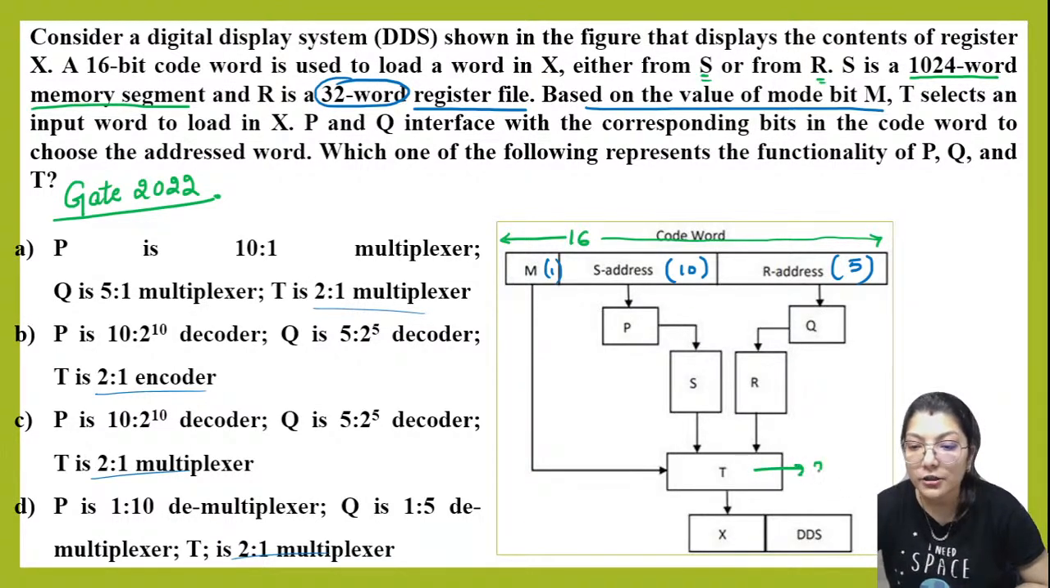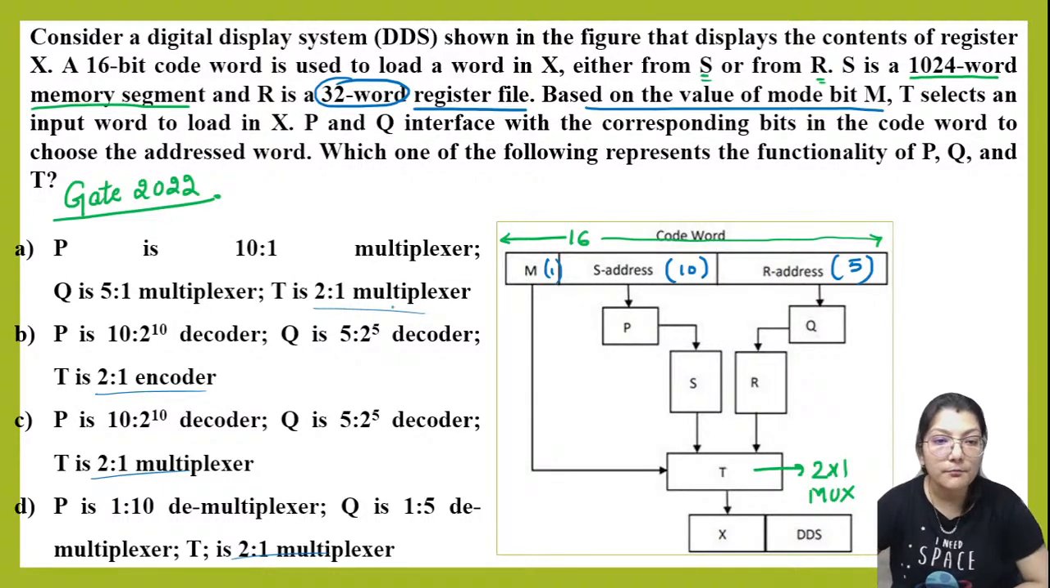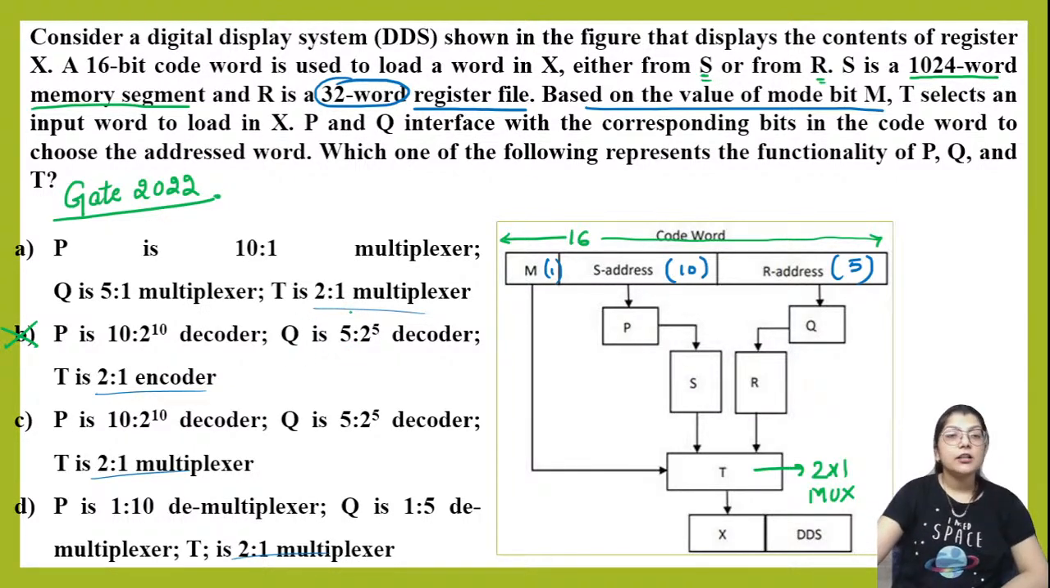This is your 2 cross 1 mux. So this is what we have decided for now, that T is what? Mux. So option number B will be ruled out. So now we have how many options? We have the 2:1 multiplexer in option A, the 2:1 multiplexer in option C, and the 2:1 multiplexer in option D. Now we have to see which of the following is the correct one.